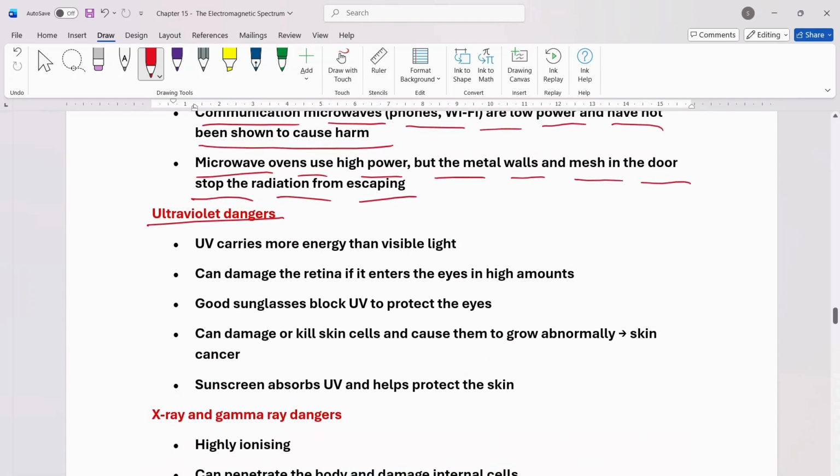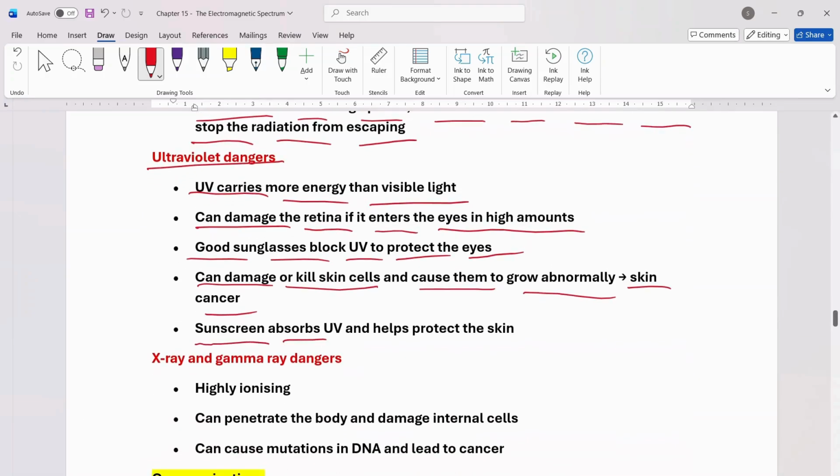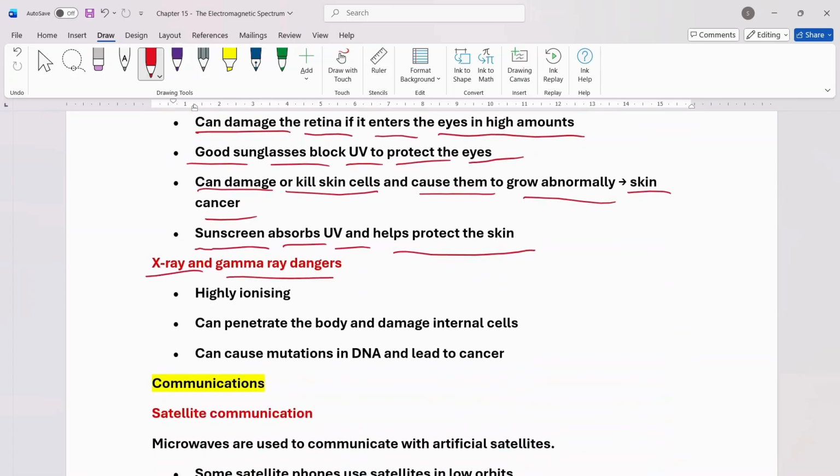Ultraviolet dangers. UV carries more energy than visible light and can damage the retina if it enters the eyes in high amounts. Good sunglasses block UV to protect the eyes. UV can damage or kill skin cells and cause them to grow abnormally, leading to skin cancer. Sunscreens absorb UV and help protect the skin. X-rays and gamma rays danger. Highly ionizing, they can penetrate the body and damage internal cells, can cause mutation in DNA and lead to cancer.